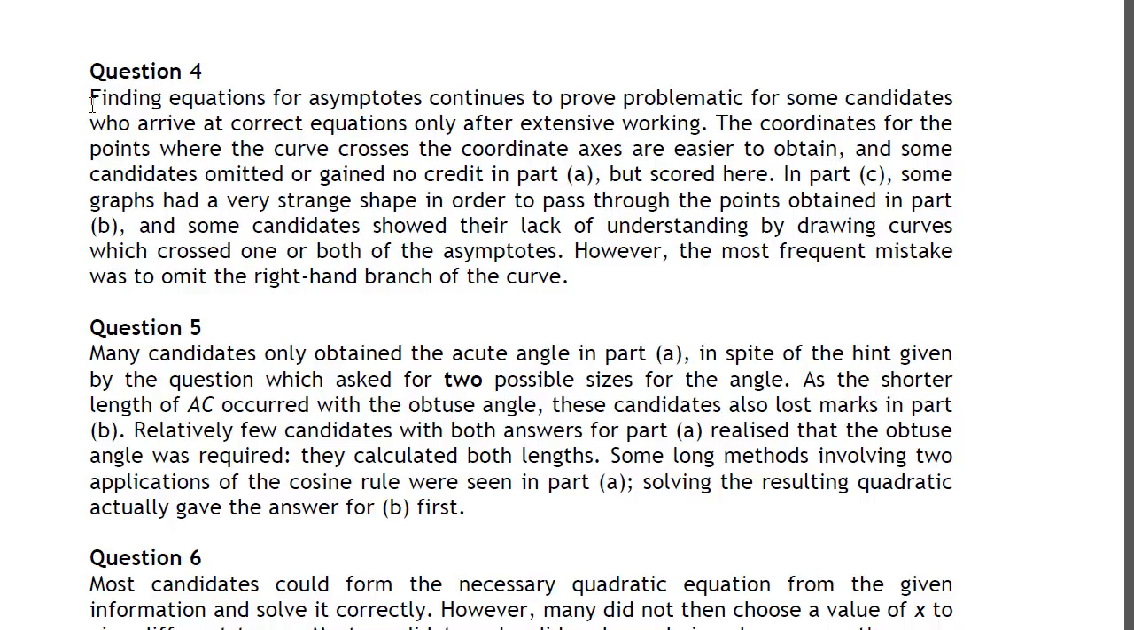So many people found this to be a problem. So it continues to be problematic for some candidates. So you have to pay attention to how this works. However, the most frequent mistake was to omit the right hand branch of the curve. Remember, in an asymptote you have to give 2 branches.